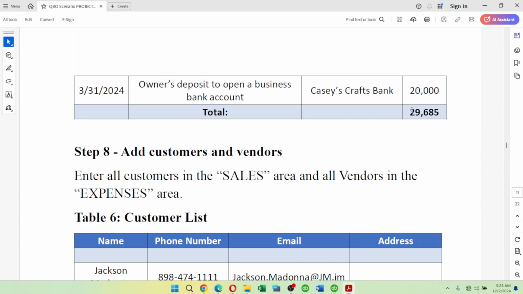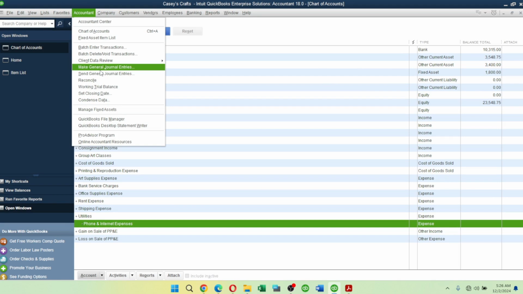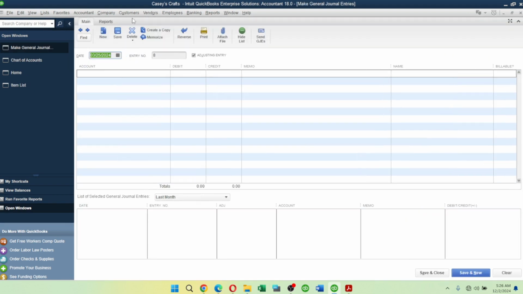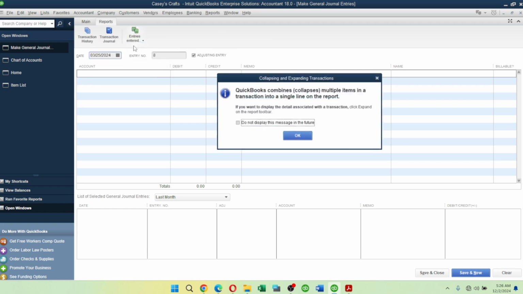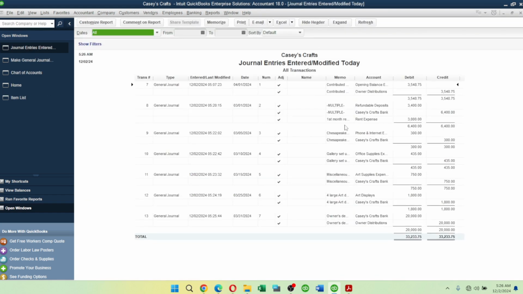So what we're supposed to have in our account is 29,685. Is that what we have? Let's check. It's good we also cross check and see if the values are correct. If you open your journal entry, make journal entry, go to report. You now say today's entries. Now these are all the transactions, the entries we made today.